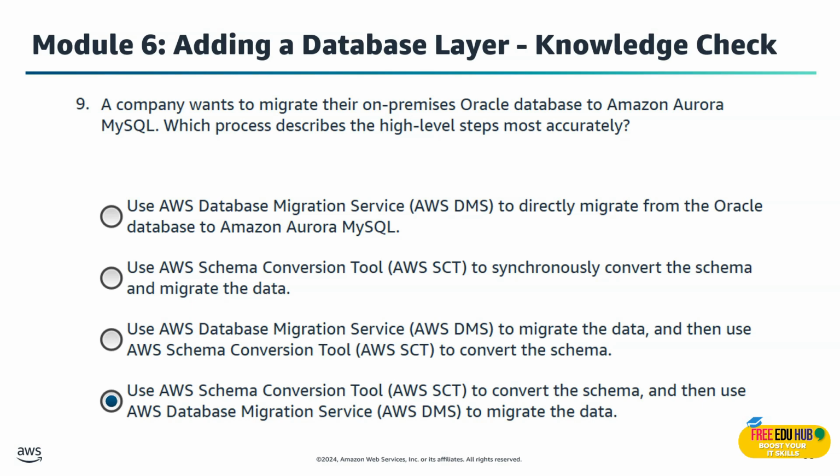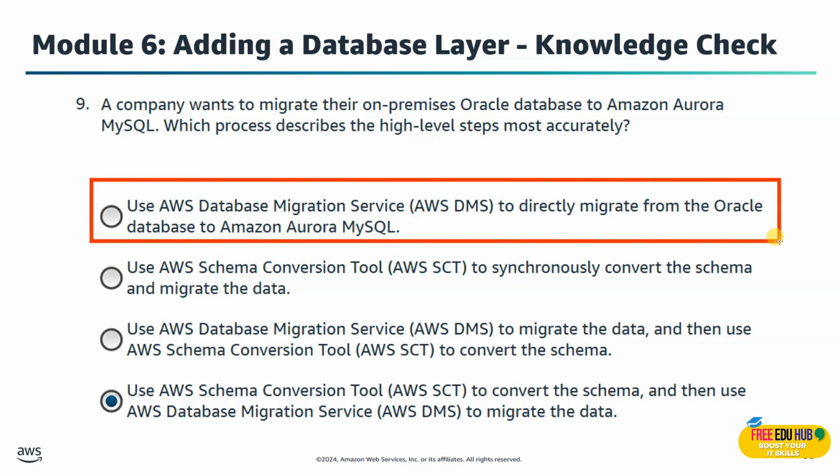Now let's go through the rest of the answers and why they are wrong. We didn't select the first option, use AWS Database Migration Service to directly migrate from the Oracle database to Amazon Aurora MySQL. This is wrong because DMS can move data, but it doesn't convert the schema between different database engines. You'd end up with compatibility issues.